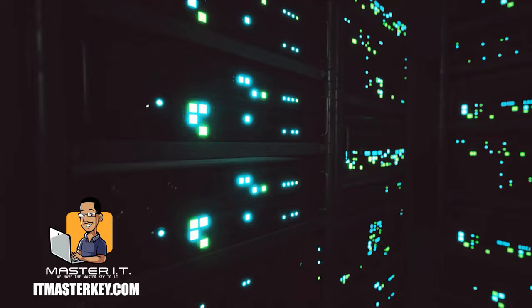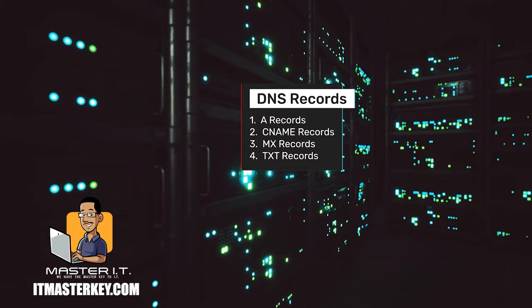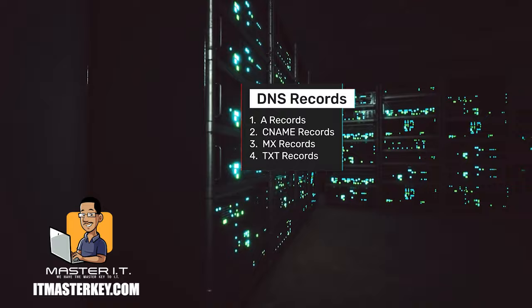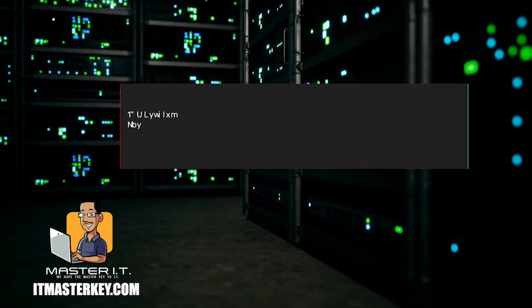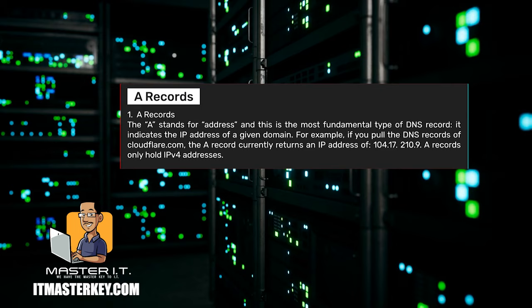And a lot of stuff needs to be maintained just to make sure that nothing goes wrong, right? So let's go through a brief overview of those records. There's a couple different records that we need to be aware of. We've got A records, CNAME records, MX records, and text records, right? The A record is going to point to the actual IP address that's going to pop up whatever website you're looking for and whatever information you're looking for, right?